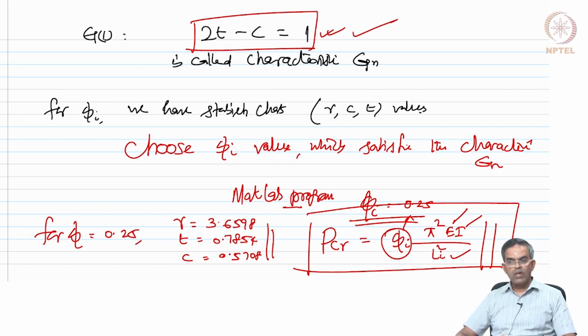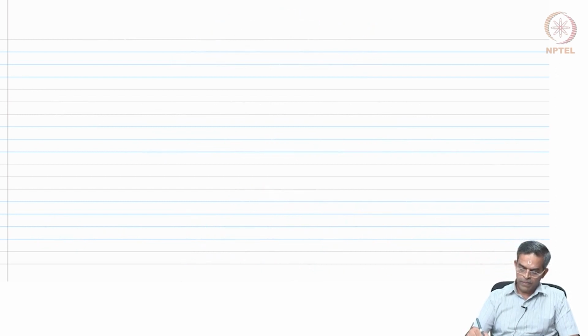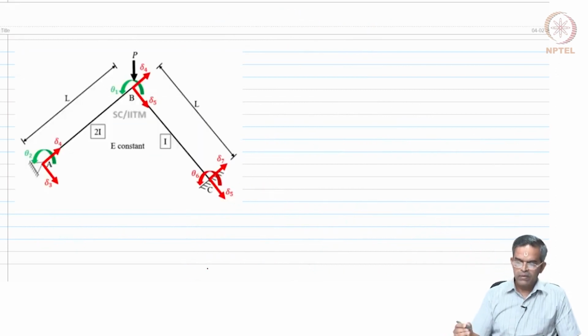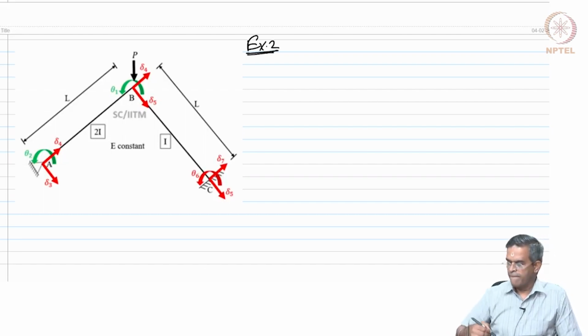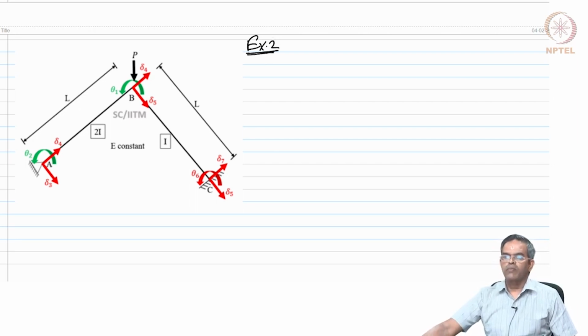So, program is given, derivations are clear, application is being done, and I think it is very easy for us to practice more number of problems, is it not? Let us do one more problem. So, example 2. We will do one more problem.